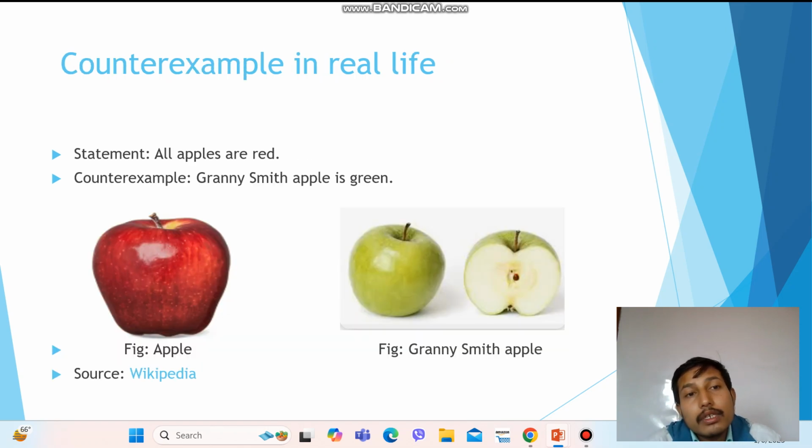Let's take the counter example in real life. The statement is that all apples are red, but its counter example is there is a Granny Smith apple which is green. So this is the counter example of the statement all apples are red.